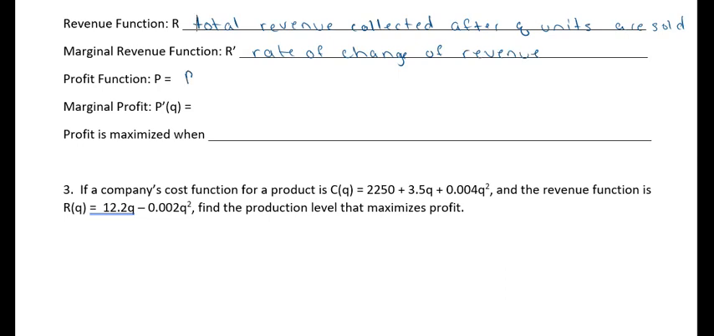And the profit function looks like P of Q. The profit is however much money you bring in, so the revenue you make minus the cost that you spent to produce the items.